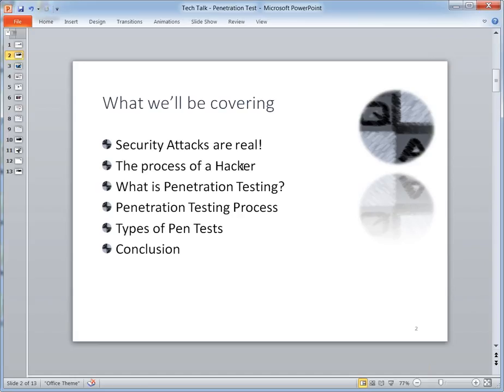We'll talk a little bit about the process of what a hacker does, and get into the mind of what the approach is. We'll dive into what penetration testing is, and specifically focus on what that really means. And we'll speak a little bit about the process of that, talk about the different types of pen tests, and then we'll wrap it up.